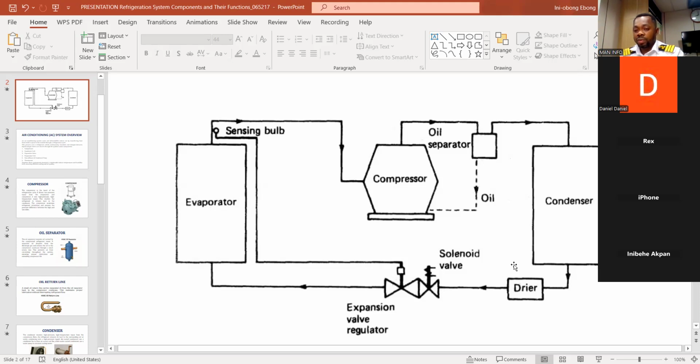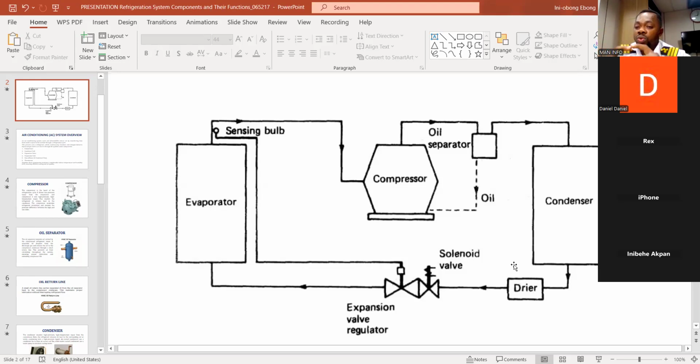And how does this work? The thermostat is controlled by a 24 volt. The reason why you're having a transformer in your indoor unit, right? That transformer is a 24 volt transformer. Sorry, the thermostat will now send information to your contactor.